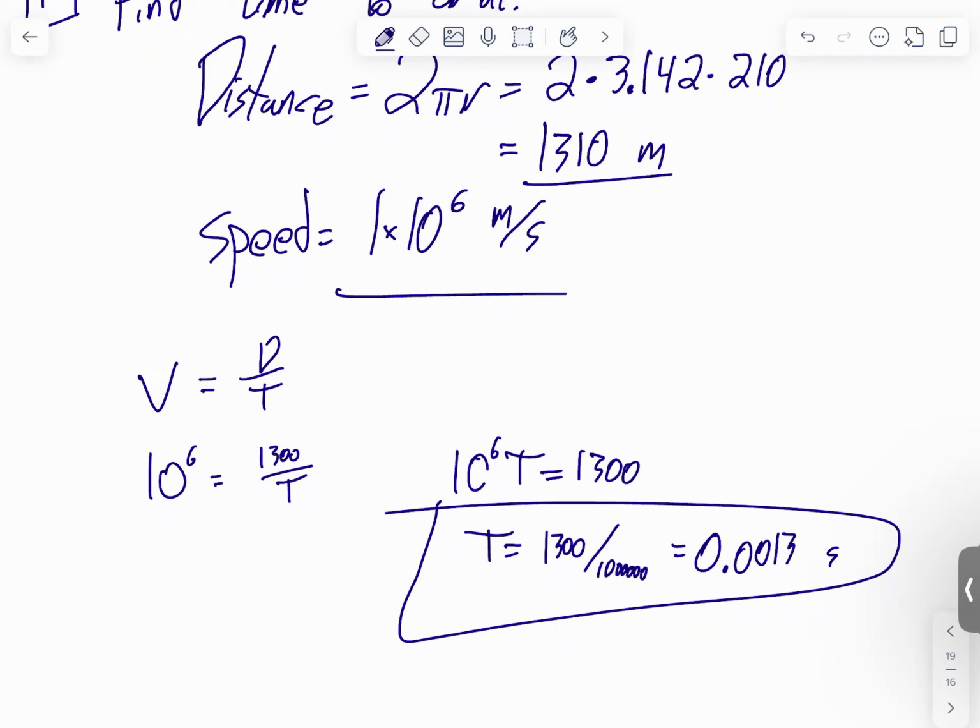Uh, we go 1300 meters, but meters is not the same thing as orbits. I'm asking for the number of orbits, the number of complete circles you make. Again, if it takes 1.3 milliseconds for one orbit, how many orbits do you get in 1 second?